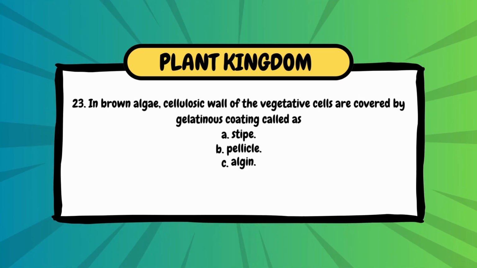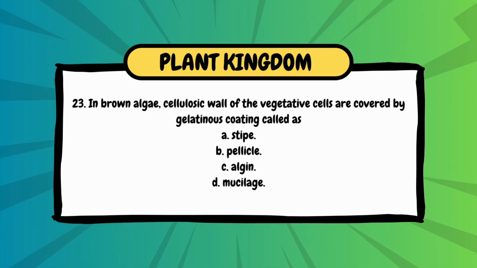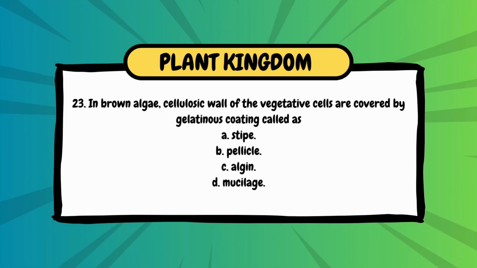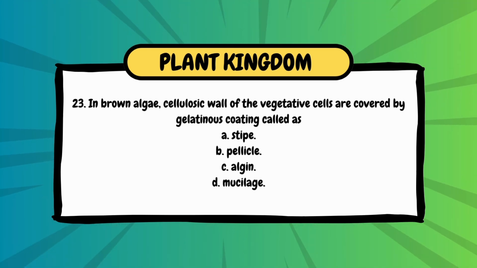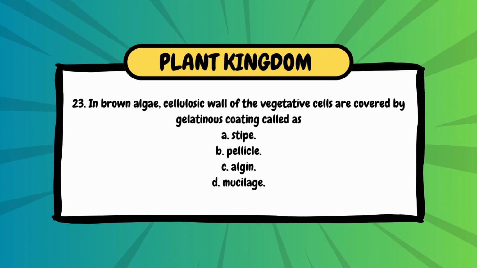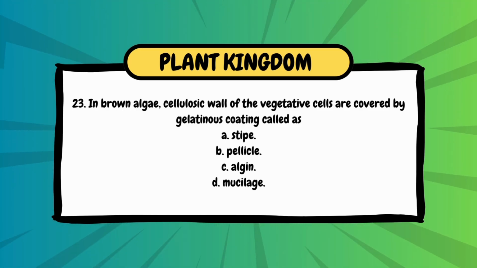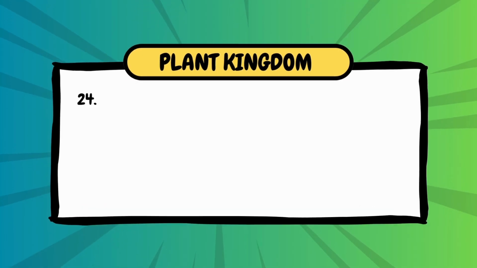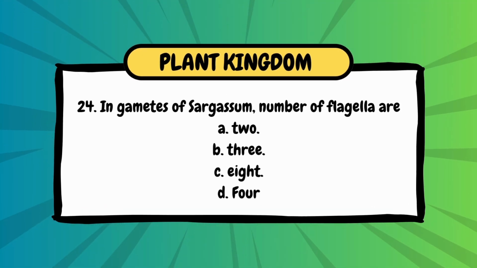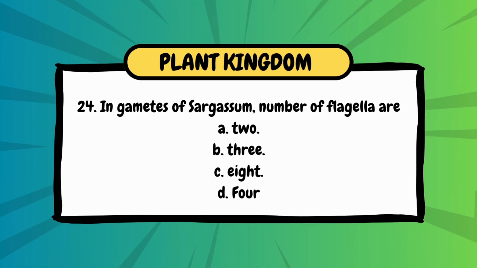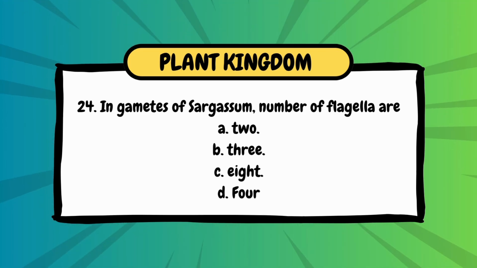23. In brown algae, cellulosic wall of the vegetative cells are covered by gelatinous coating called as A. Stipe, B. Pellicle, C. Algin, D. Mucilage. 24. In gametes of Sargassum, number of flagella are A. 2, B. 3, C. 8, D. 4.